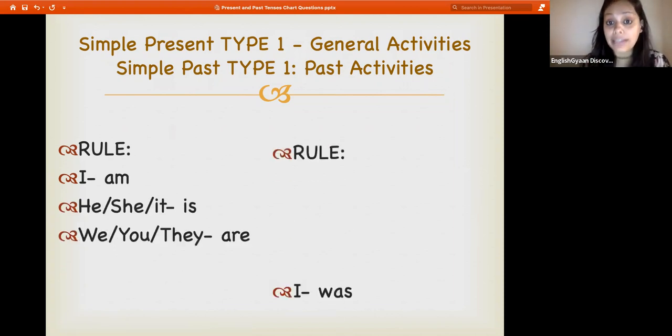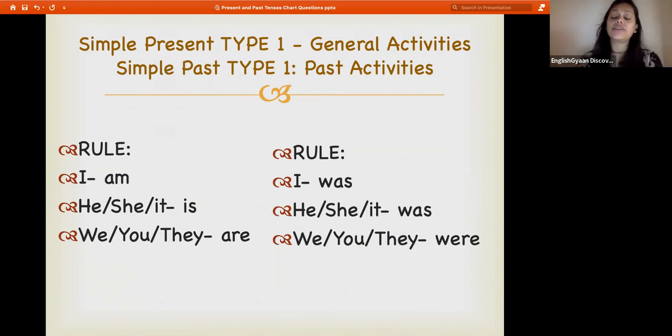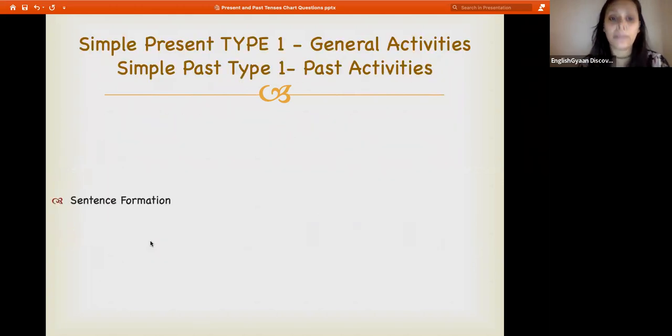And in simple past, the rule is with I, you will use was, with he, she, it also you will use was, and with we, you, they you will use were. So this is something that you need to remember, that in the present, you use I with am, he, she, it with is, and we, you, they with are. And in the past, with I, he, she, it, you will use was, and with we, you, they, you will use were.